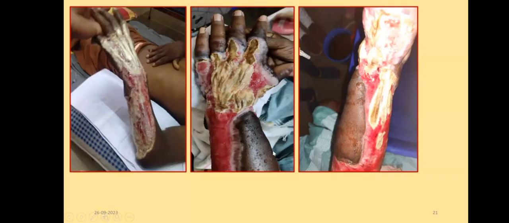I had put this photo because you can see all the lesions together. Necrosed tissue is there. You can see the tendons. You can see the healing tissue. You can see that finger. We could save all those fingers. Nothing had happened. And you can see the scar in the third photo.